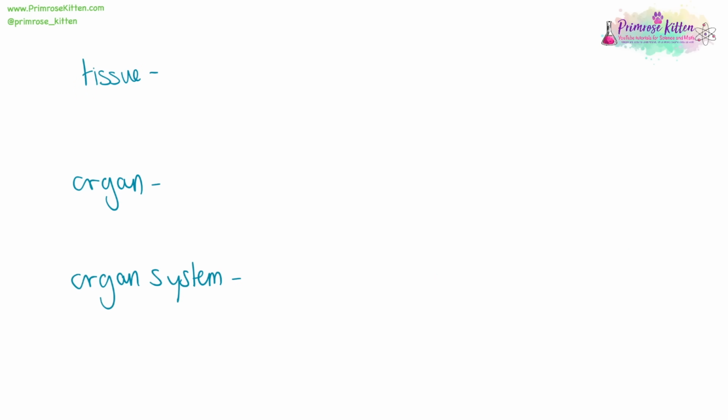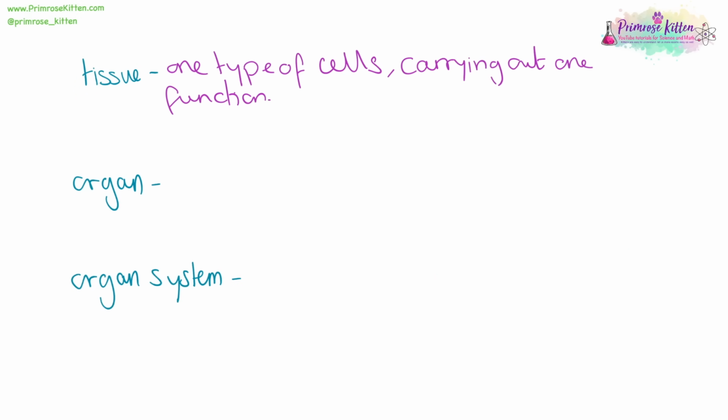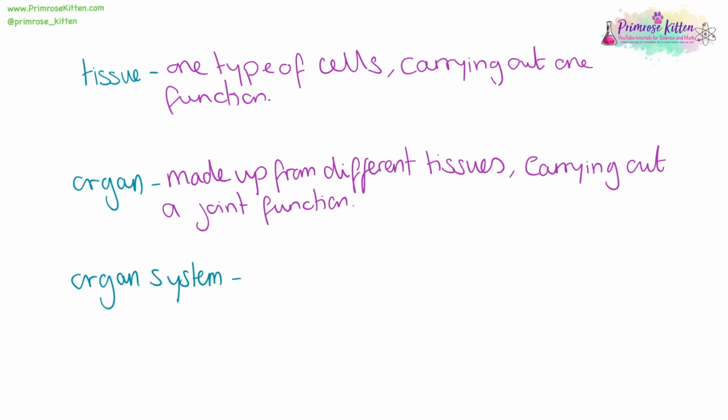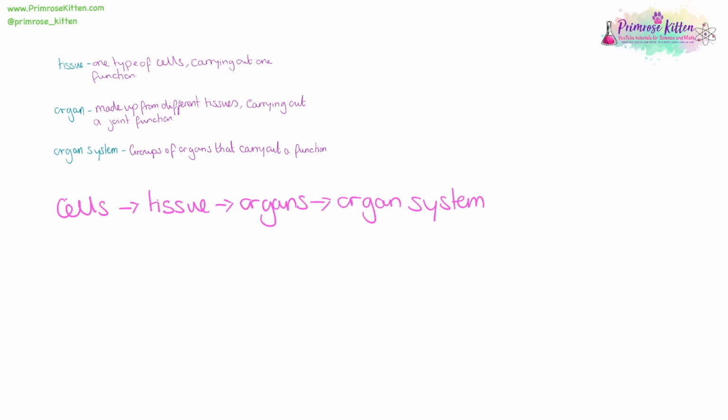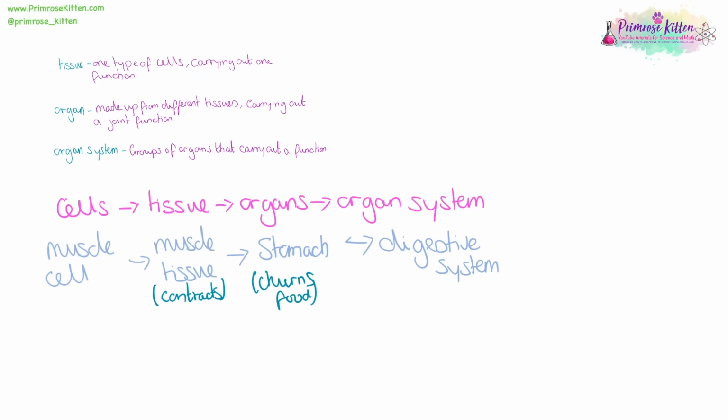You need to know the difference between a tissue, an organ, and an organ system. A tissue is one type of cell carrying out one function. An organ is made up from lots of different types of cells carrying out a joint function. And an organ system is a group of organs that work together to carry out a function. So our hierarchy is cells, tissues, organs, organ systems. For example, we can have muscle cells, which are part of muscle tissue, which together contract, which form part of the stomach, churning food, and this forms part of the digestive system.